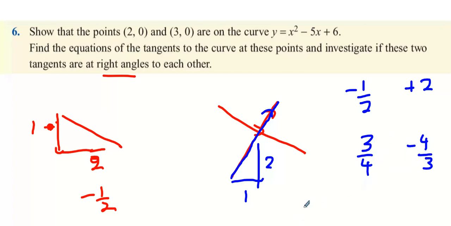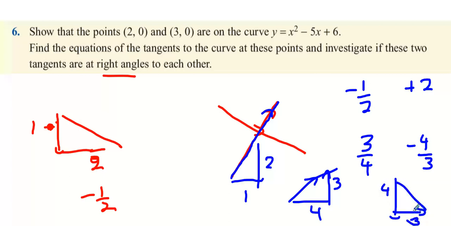So if you have a slope of 3 up, 4 across, like that, a slope that would be perpendicular to that would be 4 down, 3 across, and they'd hit each other perpendicularly. So that's what you've got to remember.